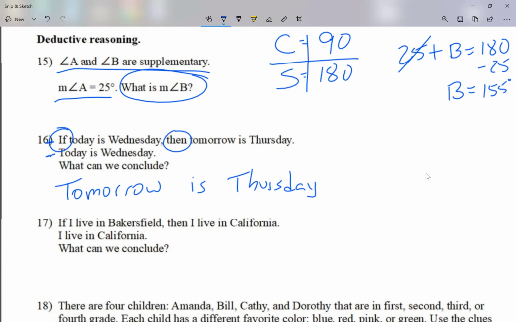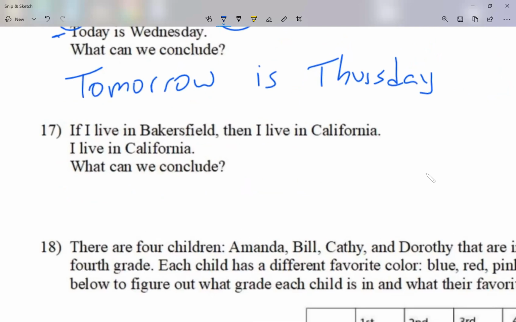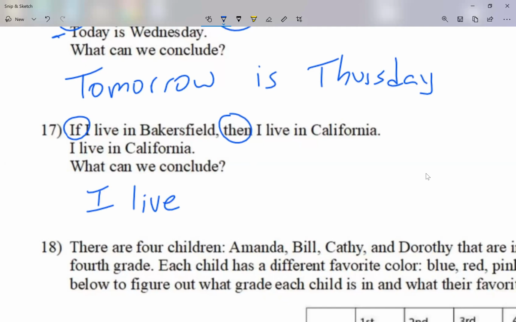Let's take a look at number 17. If I live in Bakersfield, then I live in California. Okay, so I see the if and then statement here. So if the premise, the if part is true, then the conclusion has to be true, the then part. Then here it says, I live in California. That's not the if part, right? That's the then part. What can we conclude? I live in California. That's all I can say.